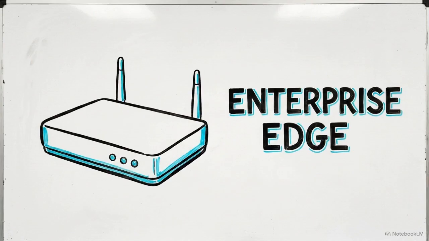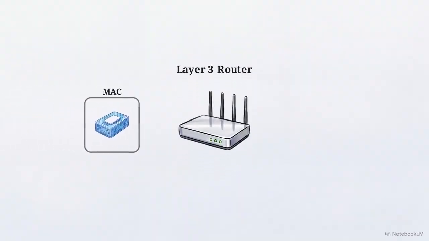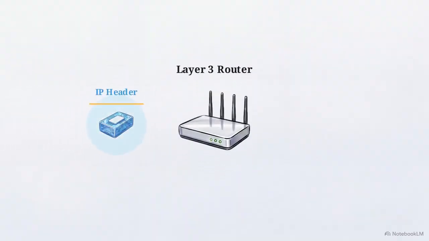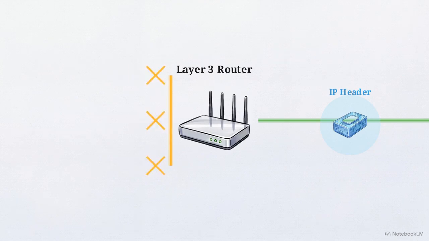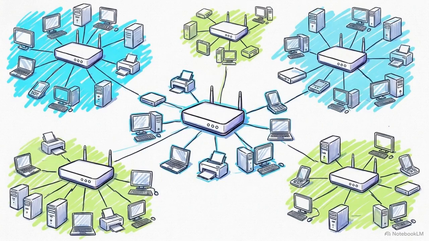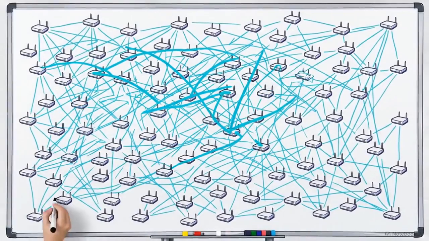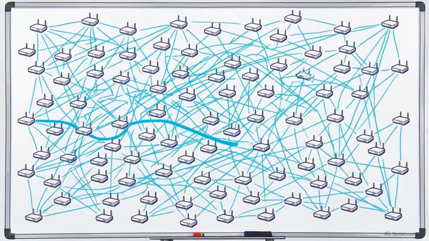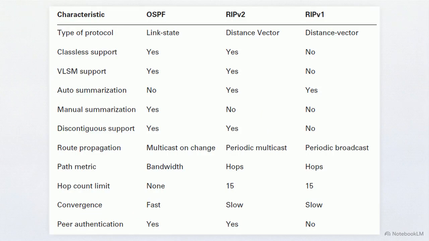That boundary is the Layer 3 router. A router operates at the network layer, utilizing IP headers rather than MAC addresses to direct traffic. By doing this, it stops broadcast traffic at its interface, effectively breaking a large network into distinct, manageable segments. With the network divided, a new challenge emerges. These independent routers must now figure out how to discover the optimal path across a decentralized enterprise to deliver their packets. This table compares common routing protocols.